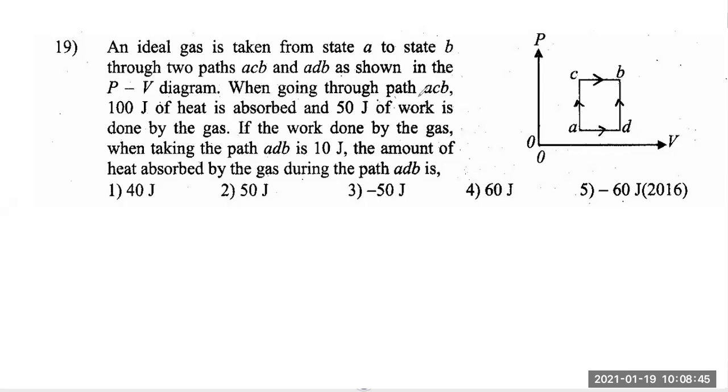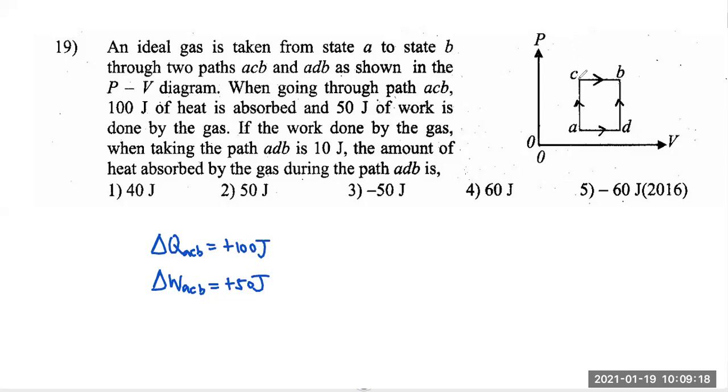When going through path ACB, 100 joules of heat is absorbed. Right, so let's mark down those things. So delta Q ACB is plus 100, absorbed. And 50 joules of work is done by the gas. Therefore delta W ACB is going to be plus 50 joules. Is that correct? ACB, yeah, correct.